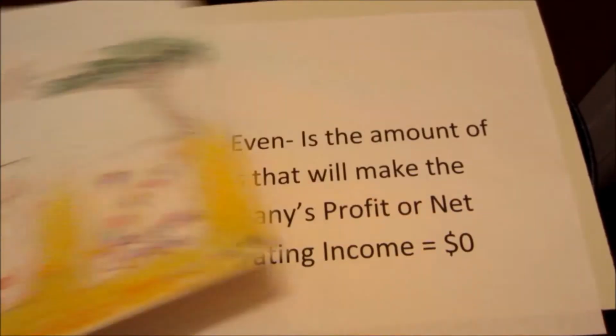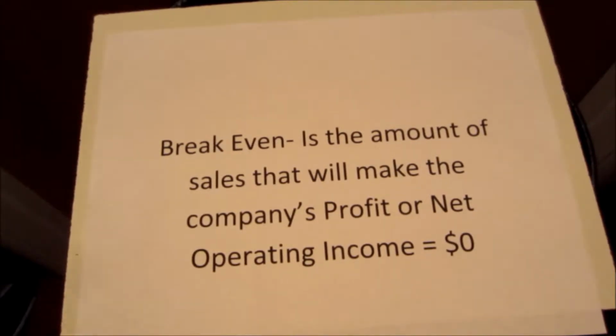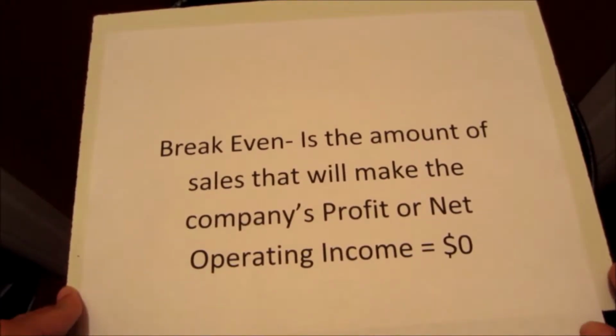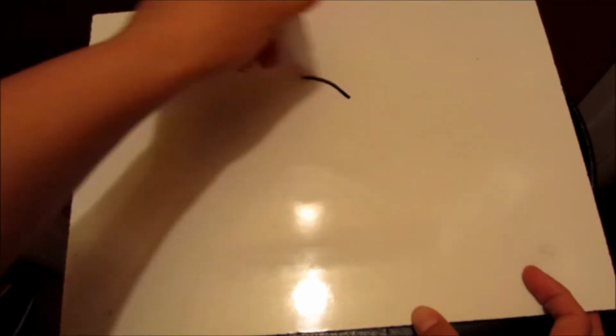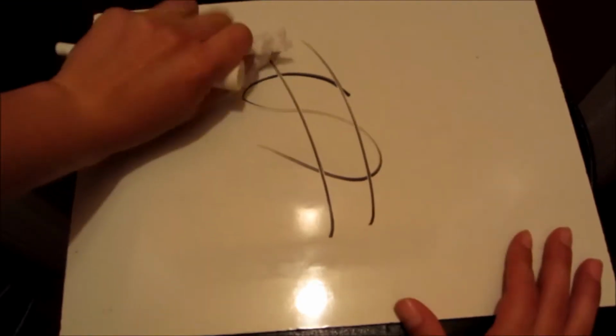Now the break-even. Break-even is the amount of sales that will make the company's profit or net operating income equal zero. Any more units and sales that we make from there is dollars in our pocket. Now, the way to analyze break-even is similar to analyzing target profit. Just exclude a target profit or make it zero.